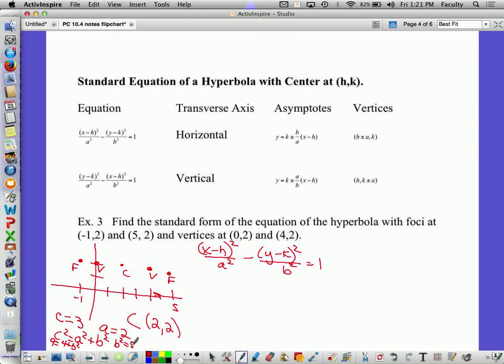I don't need to find b. I just need b squared. So I'm ready to write my equation. So this is x minus 2 squared over 4 minus y minus 2 squared over 5 equals 1. Any questions on that one?